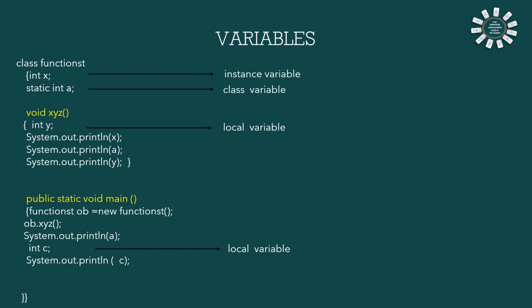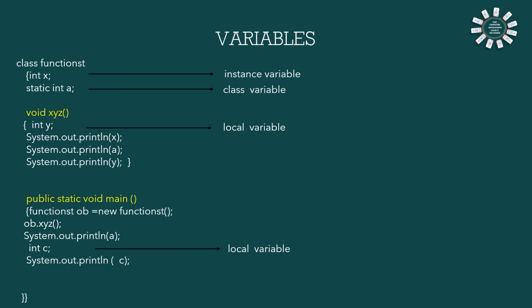Local variable means those variables which are declared inside a block. It can be the main function, it can be a function. And the arguments, for example, if we are saying void xyz INDA, that also will be considered as a local variable. The argument variable will be considered as a local variable. So now we can see the difference between the local variable, class variable and instance variable.